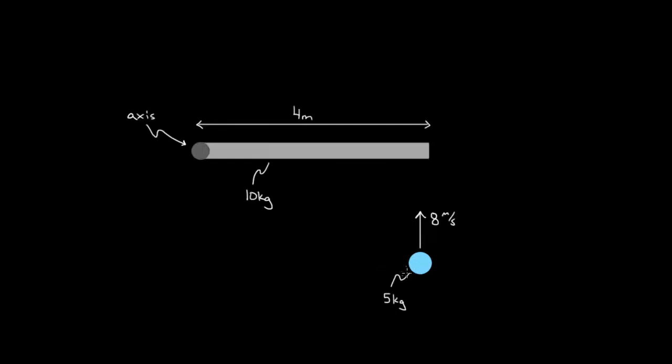Let's say the ball had a mass of 5 kilograms, it was going 8 meters per second, hits the end of the rod, and the rod is 10 kilograms, 4 meters long. And let's assume this rod has uniform density. So this rod has mass distributed evenly throughout it, and it can rotate around the end. So when the ball strikes the end of the rod, the rod is going to rotate around its axis.